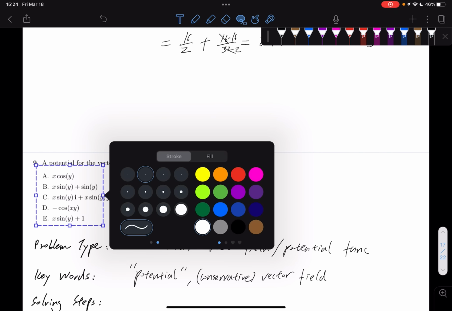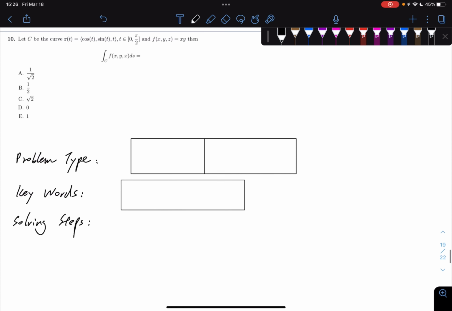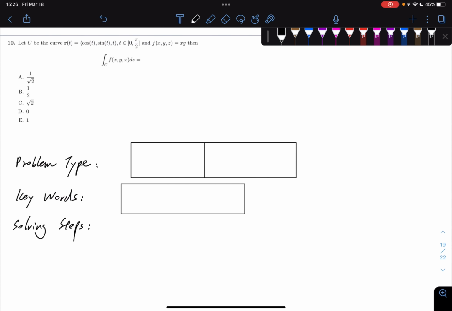All right. Question number 10. Let C be the curve r of t, where t belongs to 0 to pi over 2, and the function f equals x times y. Then find the value of the line integral.